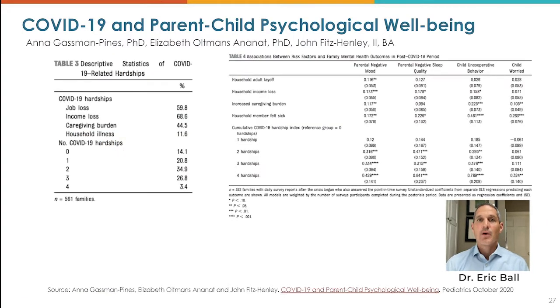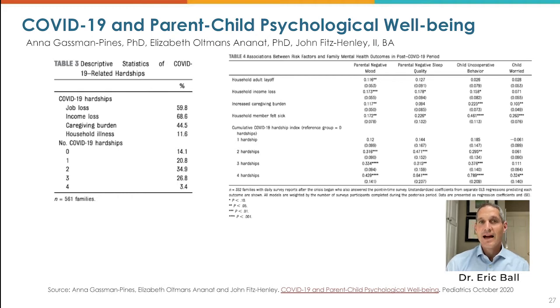Shifting gears a little, I want to talk about how the COVID-19 pandemic has been affecting parent-child psychological well-being. This is a study which was recently published, which looked at difficulties that families were having at home related to the COVID-19 pandemic and mitigation effects. This looks at job losses, income losses, caregiver burden, and household illness.